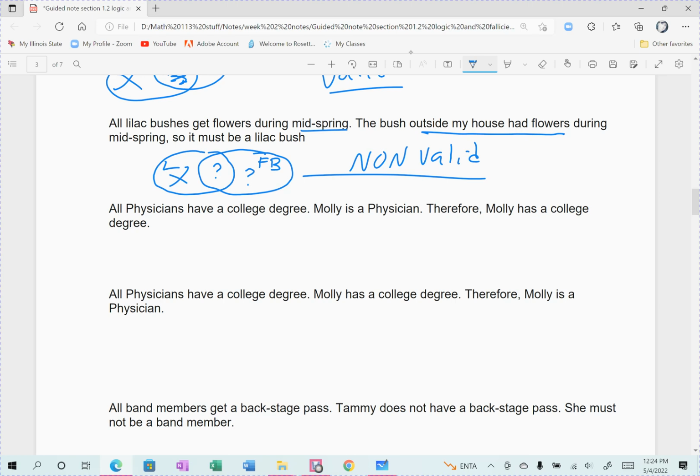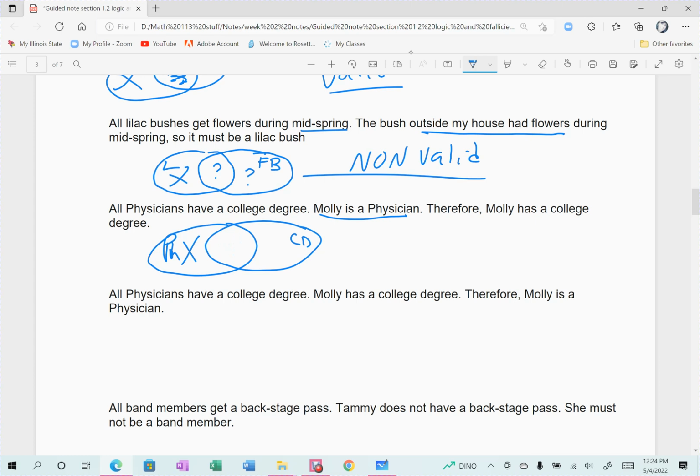All right, next example. All physicians have a college degree. That's premise one. Molly is a physician. That's a premise. Therefore, Molly has a college degree. That's my conclusion. So we've got physicians and college degrees. I'm going to do a circle for physicians and people with college degrees. If you're a physician, you have a college degree. So all physicians land here. None of them land outside of the college degree circle.